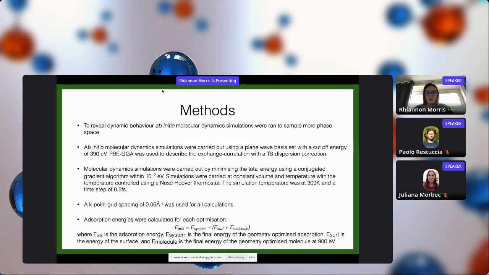With the ab initio molecular dynamics simulations, I've used NVT, so I've kept the volume and temperature constant, and I'm using a Nosé-Hoover thermostat with the temperature set at around 309 Kelvin, which is around the same temperature as a kidney, and a time step of 0.5 femtoseconds. With each geometry optimization, I work out the adsorption energies for each system, so I can compare between the systems and see if it's favorable for this adsorption to work.